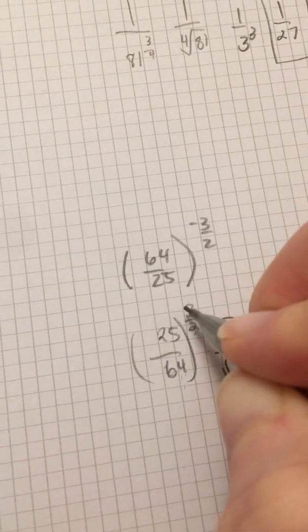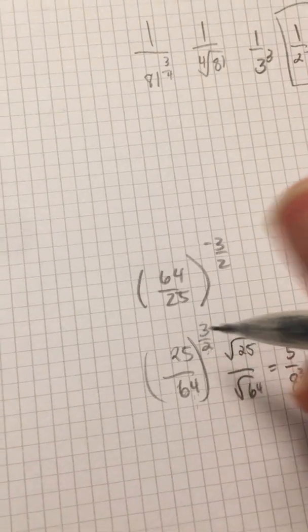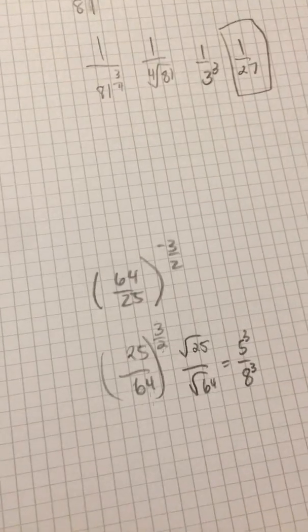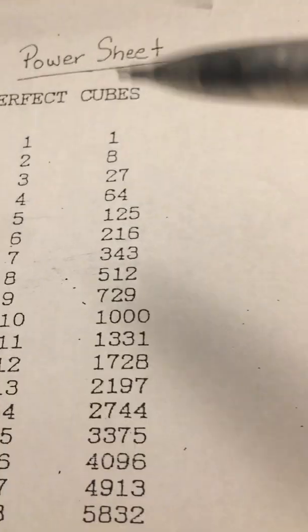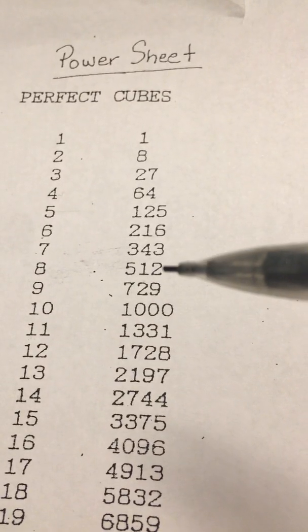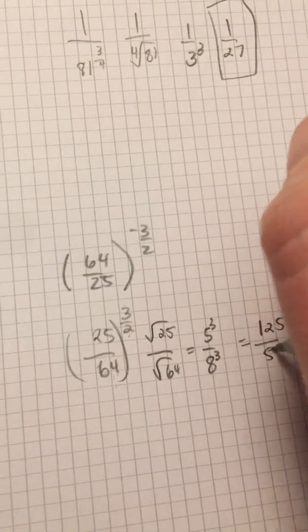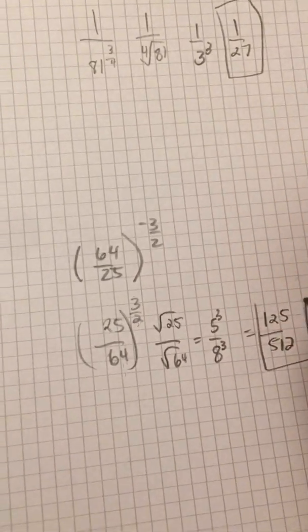Why am I adding that piece in? Again, because my top number in the fractional exponent tells you what power we need to raise it to. 5 cubed is 125, and 8 cubed is 512. So 125 over 512. Final answer.